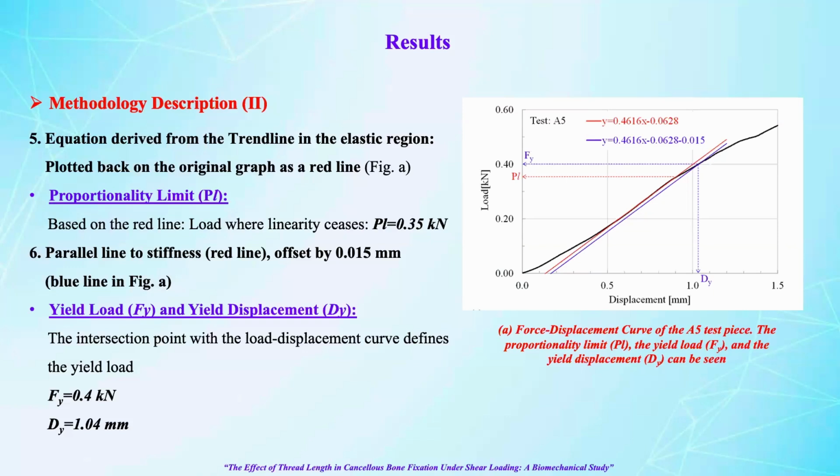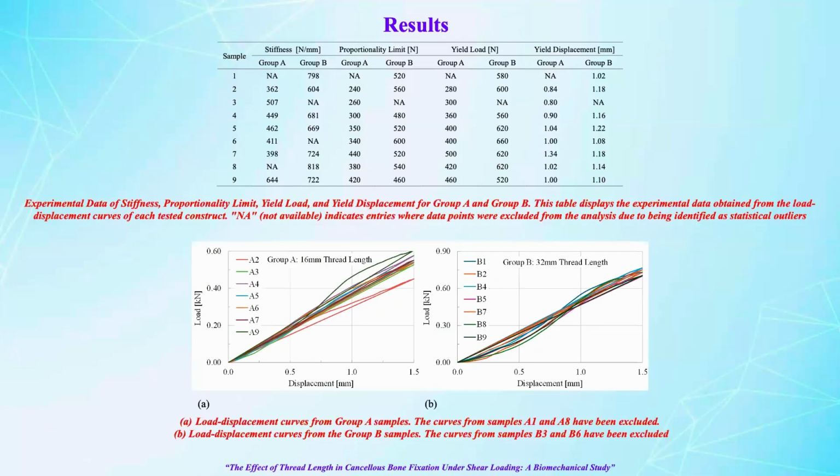In order to define the yield force, a straight line parallel to the stiffness line, with an offset of 0.015, as has been adopted by the clinical literature, was drawn and is depicted here as a blue line. The intersection point between this blue line and the load displacement curve defines the yield force, and the corresponding yield displacement can be detected on the horizontal axis. Some of the data were excluded from the analysis due to being identified as statistical outliers.